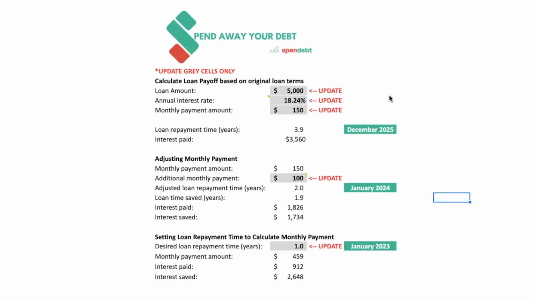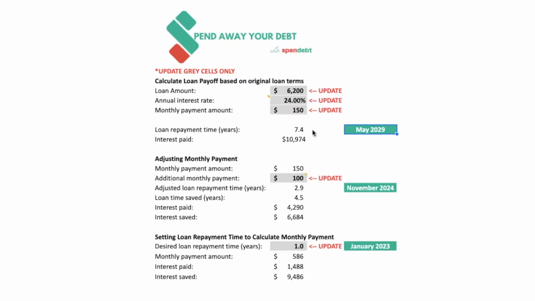So let's start with the first section. This is just to see where you are and how long it'll take you to pay off your loan based off of what you are currently doing today. So let's say your loan amount is $6,200 and your annual percentage rate, also known as the APR, is 24%. And today you're making monthly payments of $150. Based on that, you would have a zero balance by May 2029.